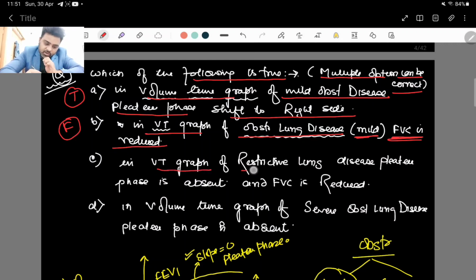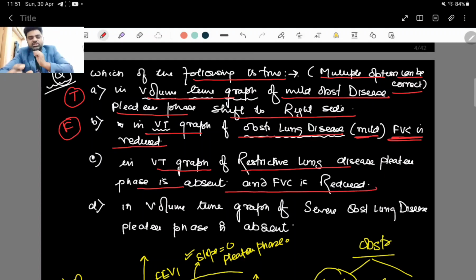Third, in volume time graph of restrictive lung disease, plateau phase is absent and FVC is reduced. This is very important to understand. In restrictive lung disease, there is no change in the plateau phase, because we know in restrictive lung disease there is no problem in the expiration. The problem is in the inspiration. So the plateau phase will remain the same, but I have told you that FVC will reduce in case of restrictive lung disease.